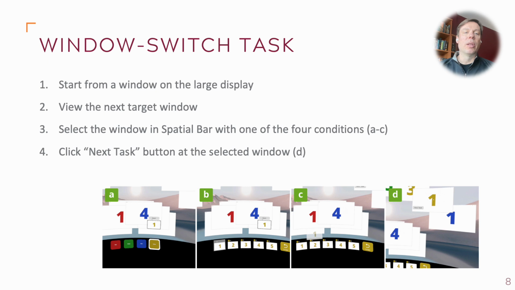So you start from a window on the large display, view the next target window, select that window in the spatial bar, and then click a Next Task button, which appeared randomly in the selected window, not at the center.